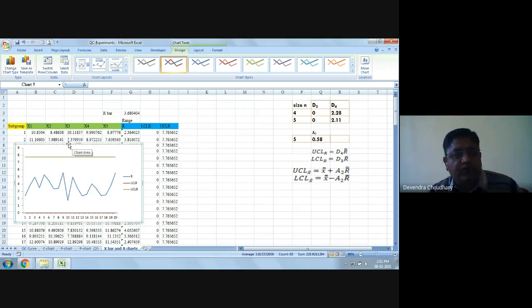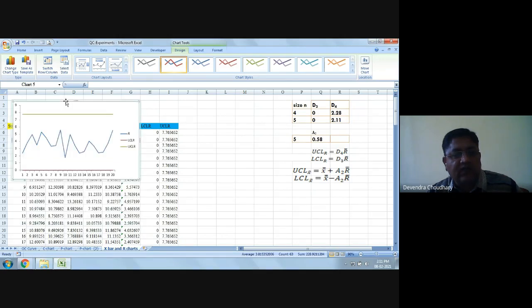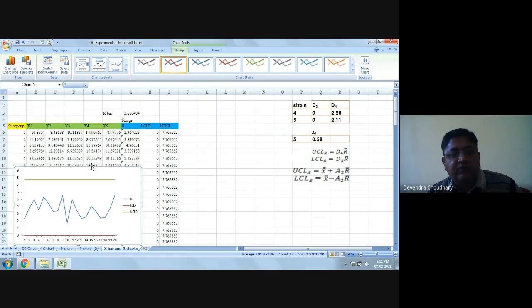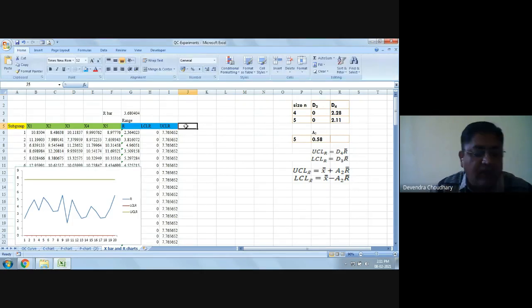Okay, so once the R chart shows within control, then we proceed further to find the control limits of X bar chart. So now we can find out the X bar value.